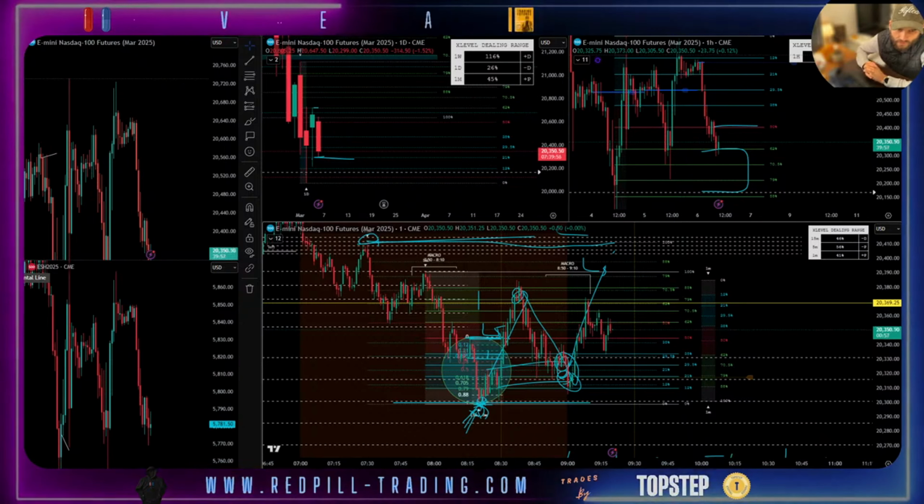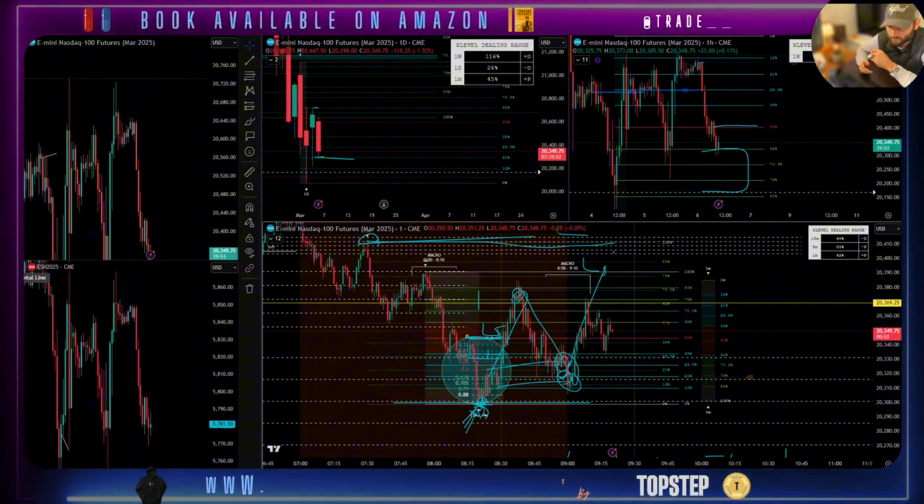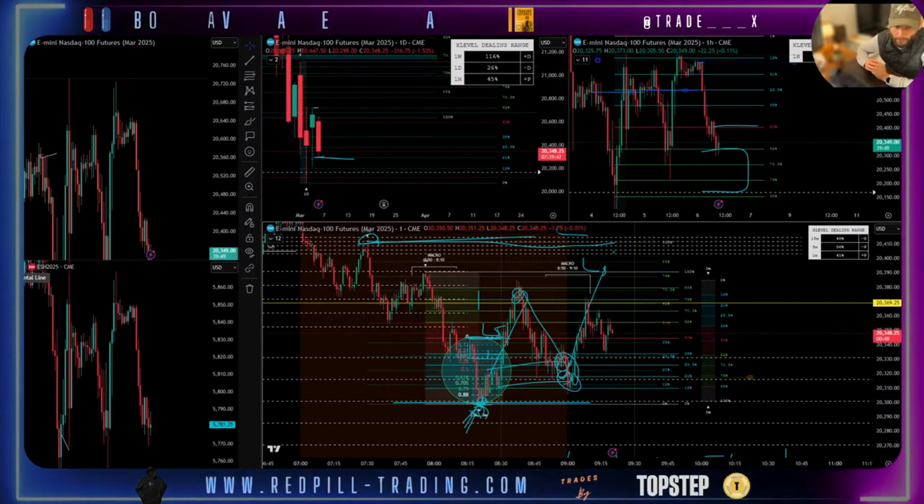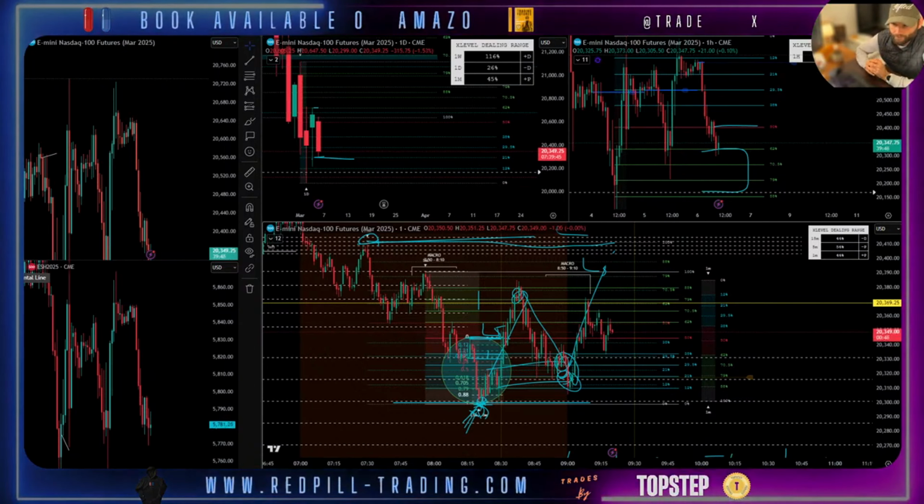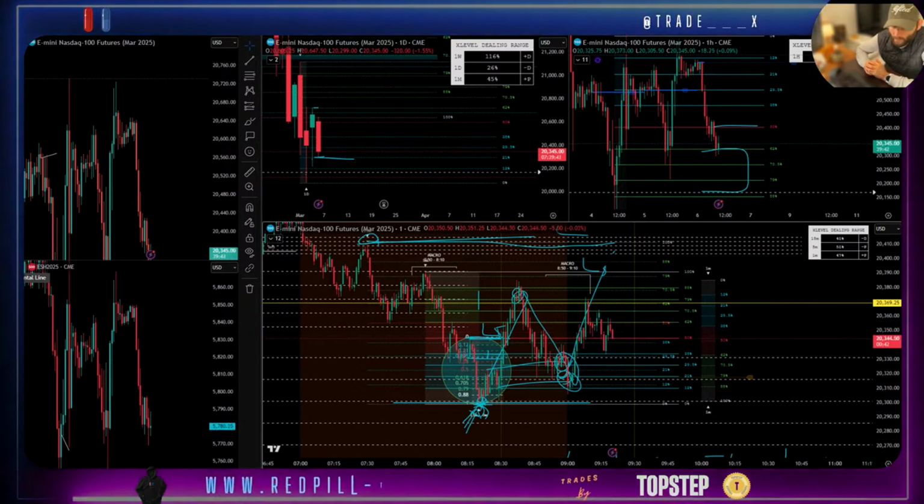TradeX, we got a question over here for you. So, how do you take into consideration the news that's relatively, let's say, not the highest priority, like a CPI or an NFP, aside from the other news events that are not the big well-known ones? How do you view those in the market with your framework?